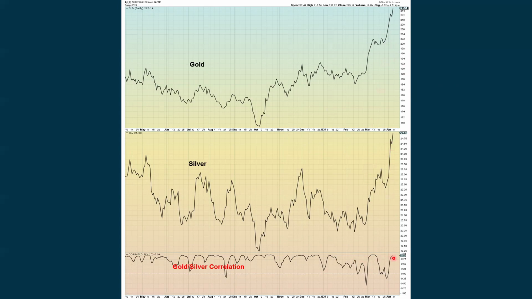Now, that would only make sense, and that's logical, but there are times recently where they really haven't had a solid relationship. Gold was going up as silver really wasn't doing all that much. Now they're getting back more in line with each other.